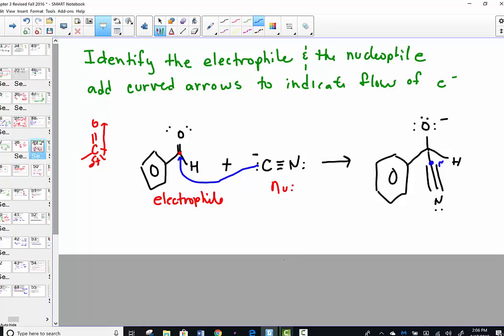The nucleophile seeks the electrophile. So I can see the attachment between the original carbon here, and there's the triple bond to nitrogen, and this original pi bond collapses back on the oxygen and makes the single bond over here, resulting in the negative charge. Cyanide was the nucleophile. This aldehyde was the electrophile, and we drew two arrows to indicate the flow of electrons.